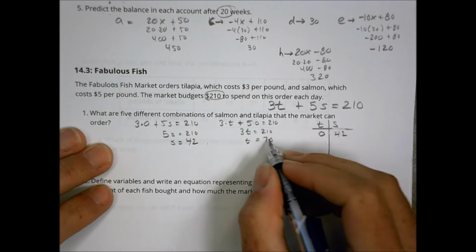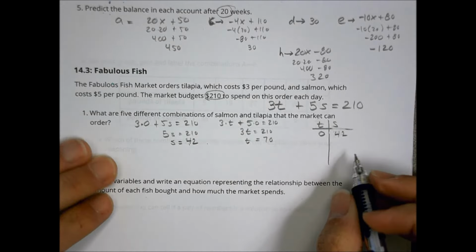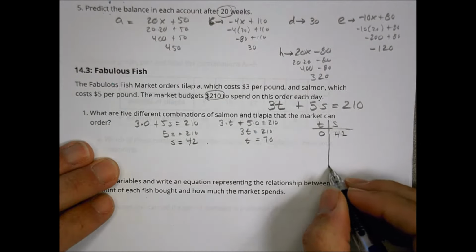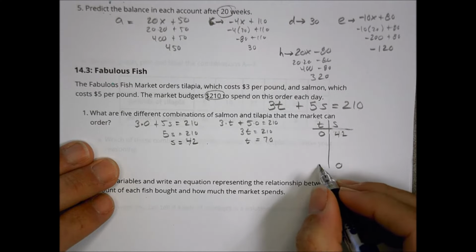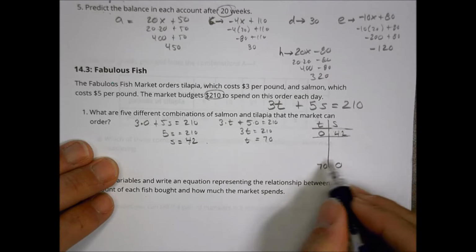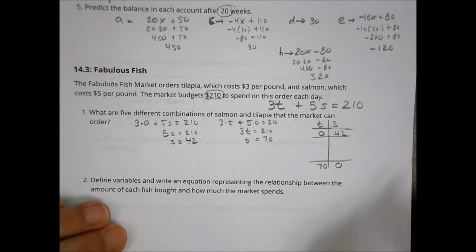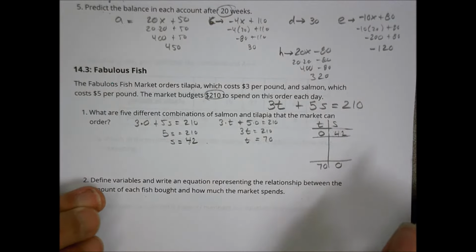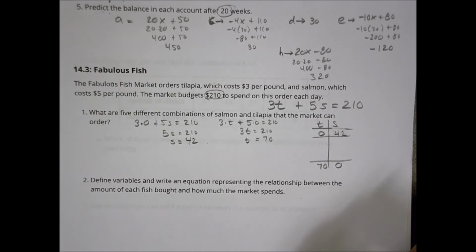And then this one here is 70 there. So when I order no salmon, I can get 70 pounds of tilapia. Okay, so there's 2 solutions right there so far. Right, looking good. Now, in terms of other numbers, there are probably lots of other numbers I could use to figure this out, but I want to get an actual solution here. So those numbers work out well for me.